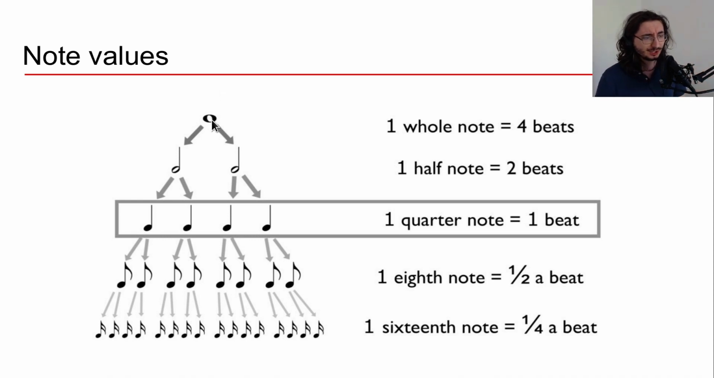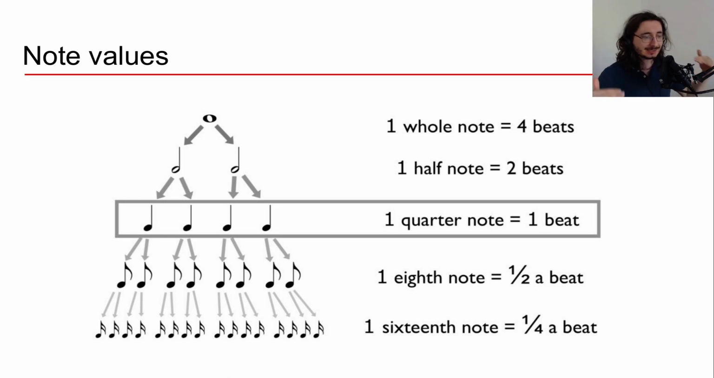Okay, so as I said, we start here with the whole note, which is equal to 4 beats. Now, I'm sure many of you know what a beat is, but I'm going to explain this a little bit more in detail in a couple of minutes. But for now, think of the beat just as a unit of measurement for duration, really. Okay, so here we have 4 beats for the whole note. If we go one level down in this tree, we have a half note, whose duration is 2 beats.